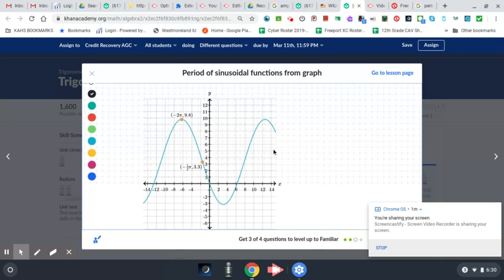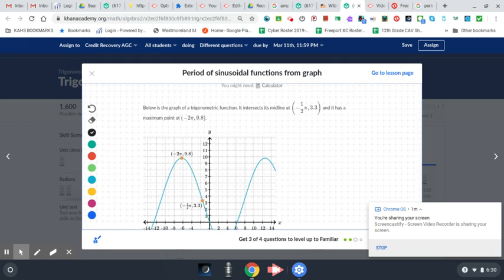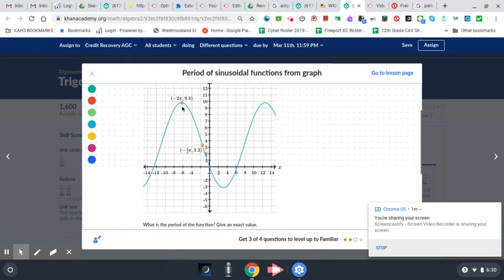Okay, so on this problem here, they're telling us we have this function that intersects the midline and gives us a coordinate for that, and it tells us where the maximum point is, and it's asking us to find the period of the function. So that means if we go down the whole way and back up, this length from here to here is going to be the period of the function.